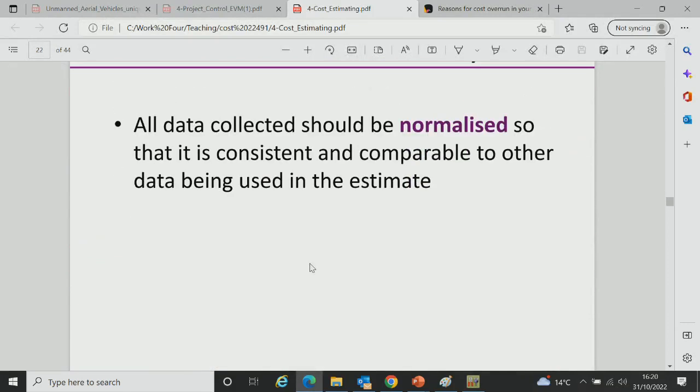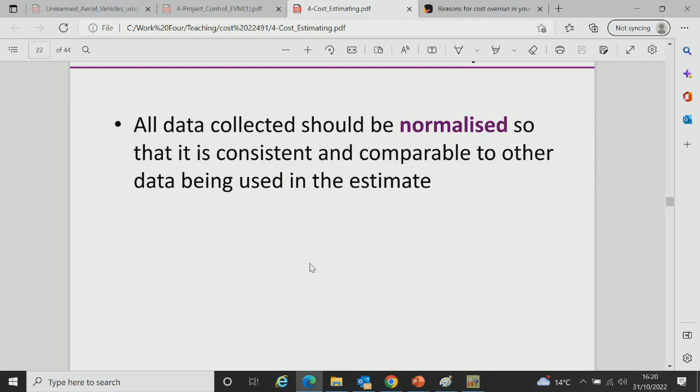So all data collected should be comparable. So it should be in the same year. Remember that example? If I'm using historical cost data from 1980, then I have to add the inflation year on year to get it to the right level of cost for this year, for example. So you have to normalize your data.